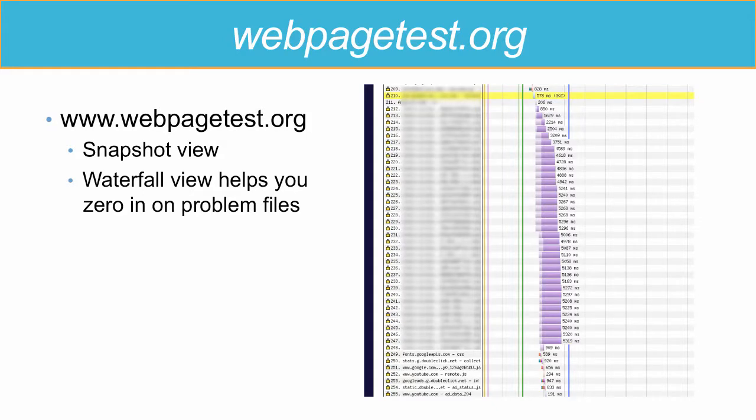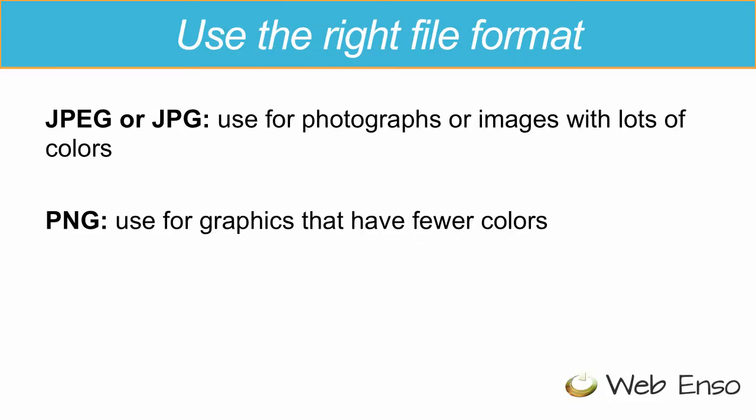Another tool I want to share with you is webpagetest.org. What you do is you go in, you type in a URL, and it gives you this waterfall view, which I've shown an excerpt of here, and you can see all the different files that have come over from the server to the browser and how long each one has taken. So if you have a pretty large image, or if there's some problem with the file, then it's pretty obvious in this view. It helps you zero in on problem files.